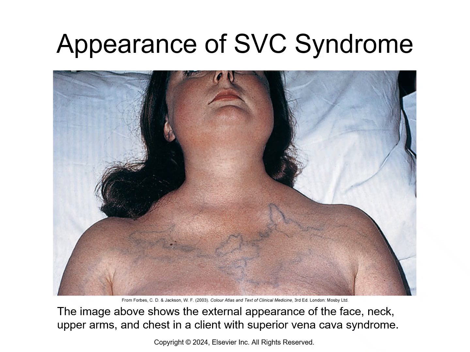Look at this photo, appearance of SVC syndrome. It's compression of the superior vena cava. Some symptoms that you will see: facial swelling, neck vein distension, upper extremity edema, dyspnea, and headache. So our priority for this patient is always going to be airway and breathing. Elevate the head of the bed. Radiation or chemo may be ordered to shrink the tumor. So this is a circulation problem that quickly becomes a breathing problem. The head swelling can signal impending airway compromise. Very dangerous.